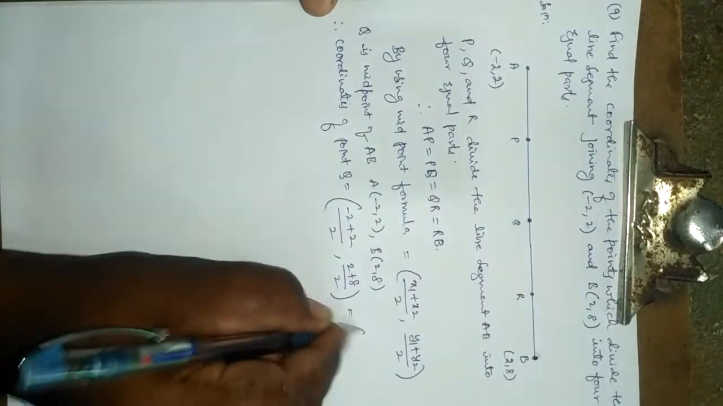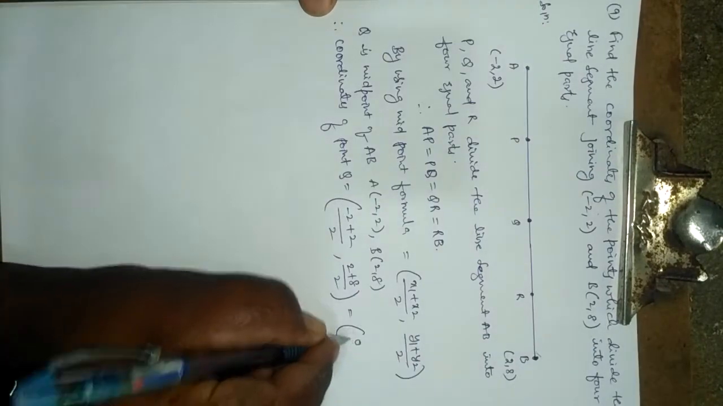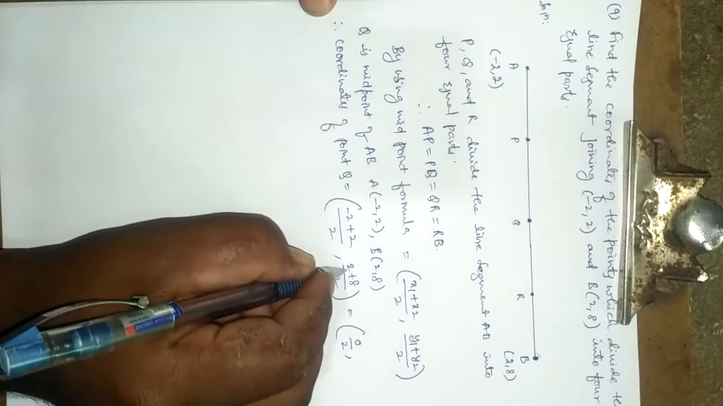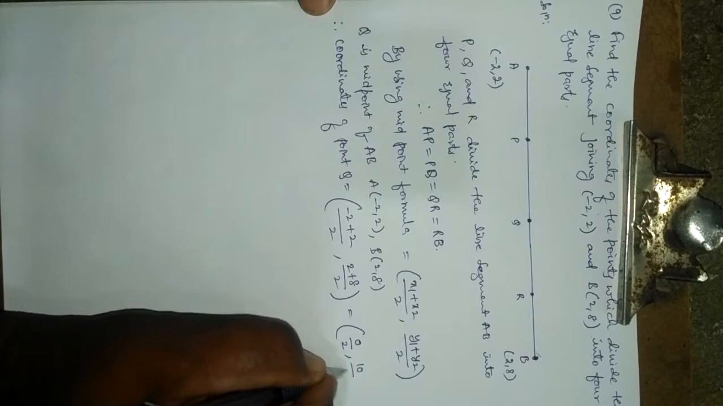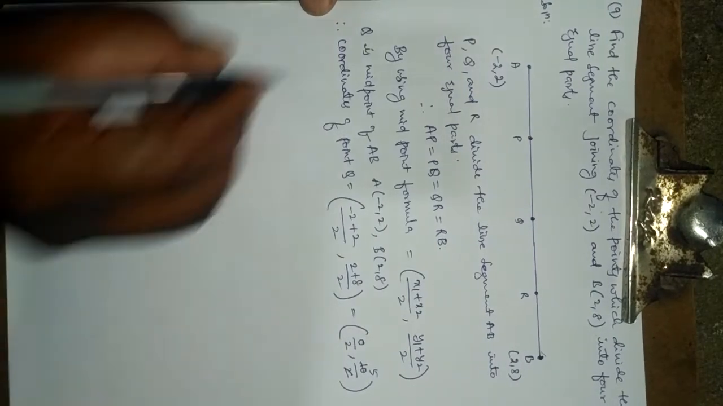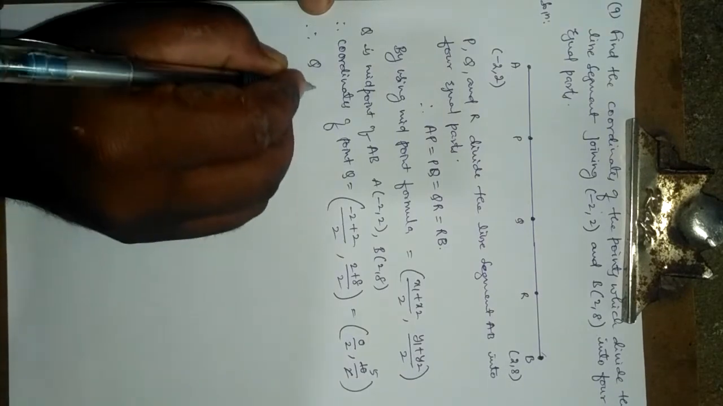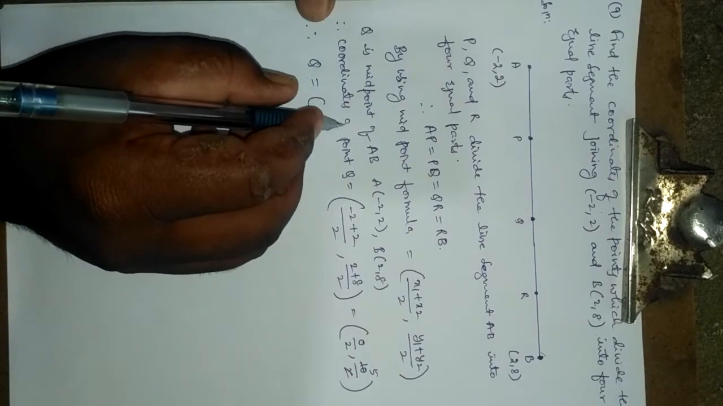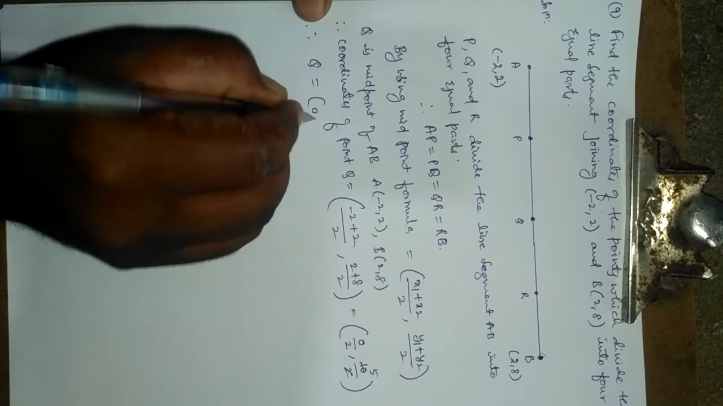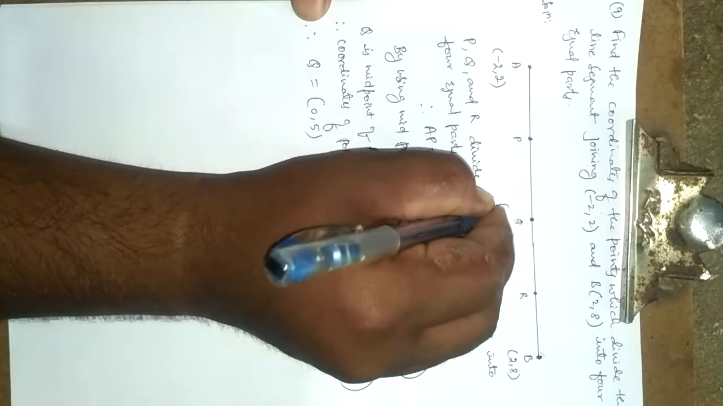So this is what happens: -2 plus 2 is 0 by 2, and 2 plus 8 is 10 by 2. If you simplify, 0 by 2 is 0 only, and 10 by 2 is 5. Therefore, the coordinates of Q are (0, 5). So here I am writing (0, 5).